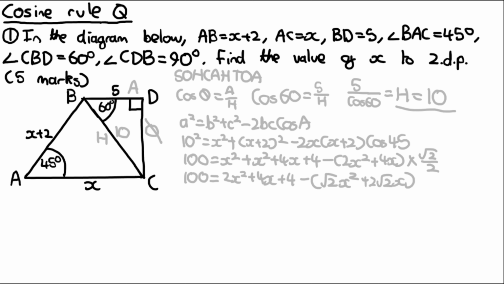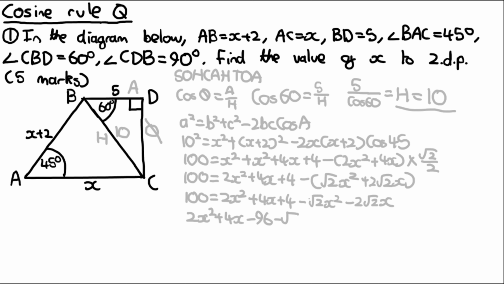Then we can expand the brackets to do 100 is equal to 2x squared plus 4x plus 4. Then remember to times everything by the minus to do minus root 2x squared minus 2 root 2 x, put the 100 onto the other side to do 2x squared plus 4x, and then it's going to be 4 minus 100, which is minus 96, minus root 2 x squared minus 2 root 2 x, and this is equal to 0.